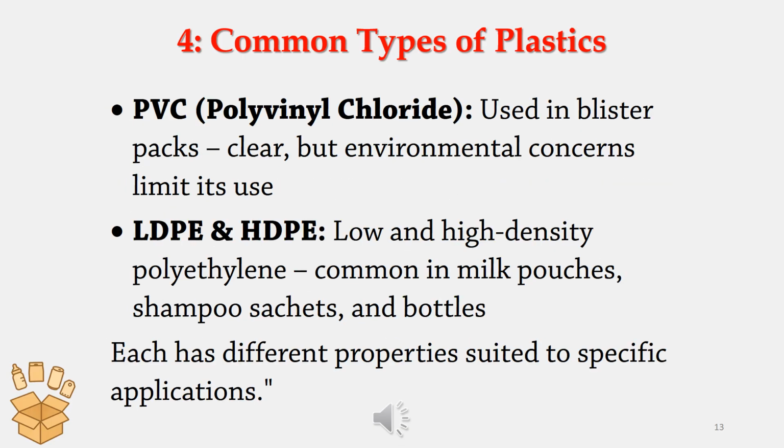PVC, that is polyvinyl chloride. It is used in blister packs. It is clear but environmental concerns limit its use. LDP and HDP, low and high density polyethylene, are common in milk pouches, shampoo sachets and bottles. Each plastic has different properties suited to specific applications.